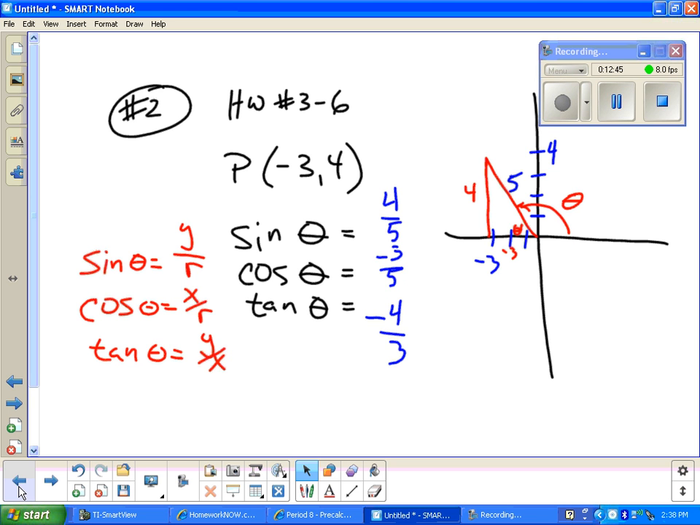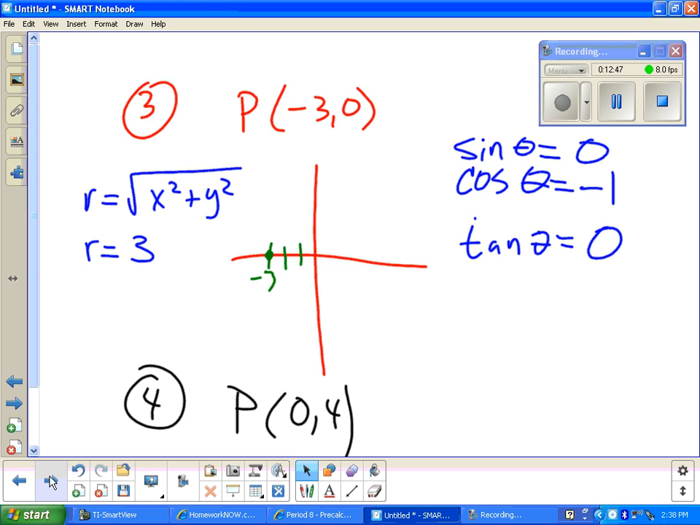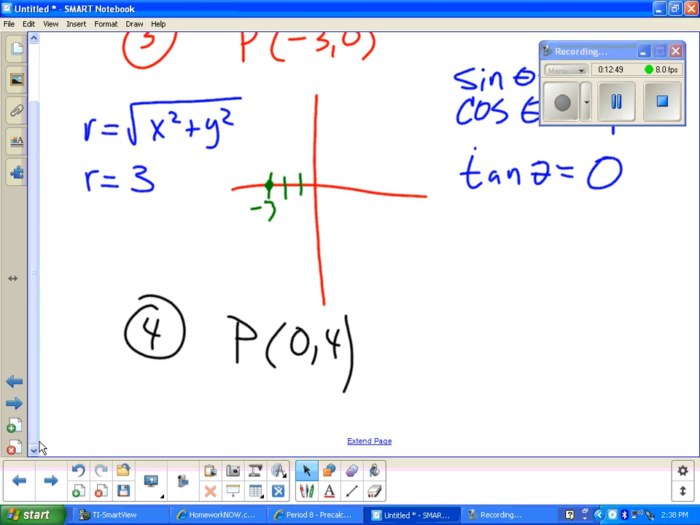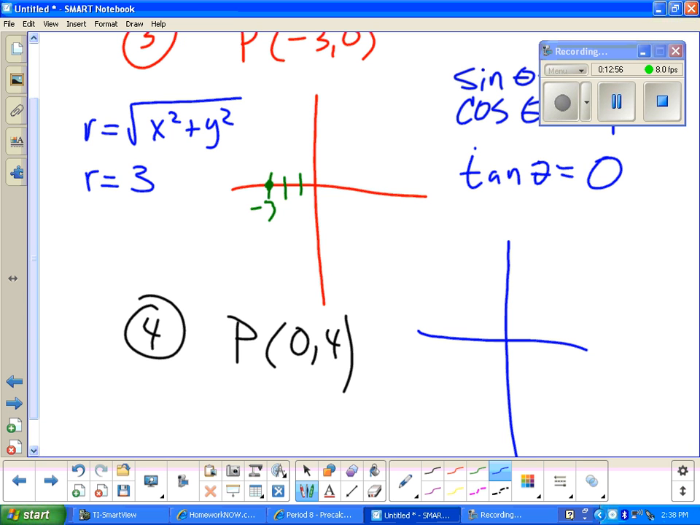All right. Now, let's go to another problem. What if the point had been 0, 4? On your graph, again, it's on the axis. 1, 2, 3, 4. It's right there at 0, 4. I'm going to let you go through and find it. I'm going to pause the recording so you can go through and do this one.